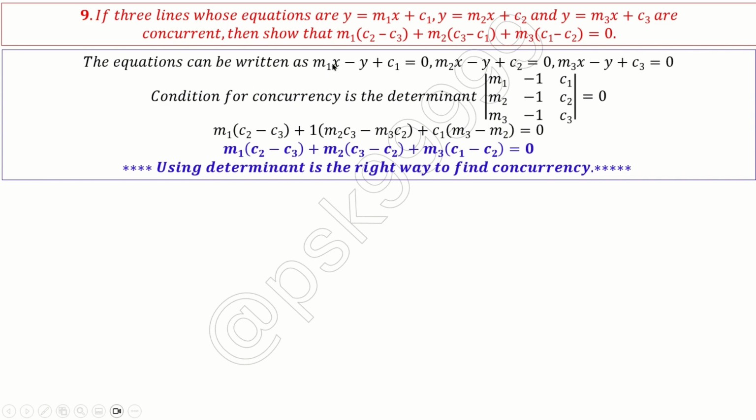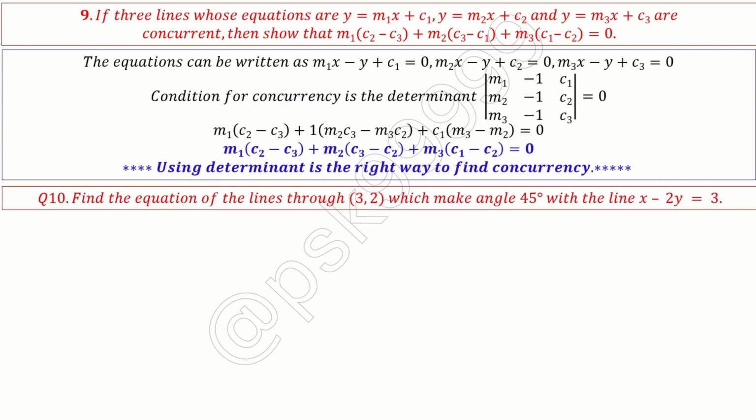How do you get this determinant? m1, -1, c1: the coefficient of x, coefficient of y and the constant, in the general form. Then m2 for the second equation, and the third equation. This determinant should be equal to 0. How do you take the determinant? m1 into (c2 minus c3), then -1 into (m2 c3 minus m3 c2), then c1 into this one. If you adjust it, you will get it in the form m1 (c1 minus c2), m2 (c3 minus c2), m3 (c1 minus c2) equal to 0. This is what you will get. Okay, remember this formula.